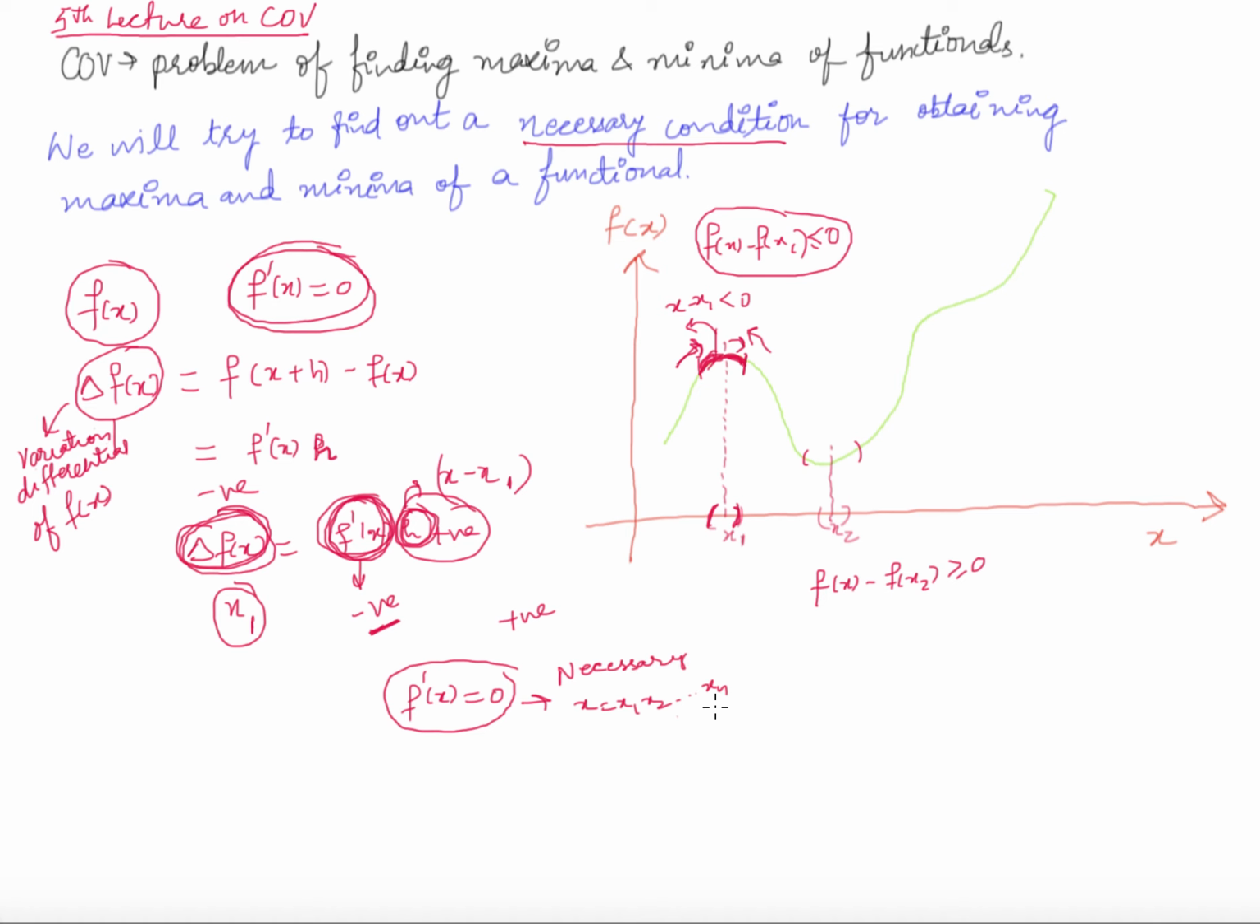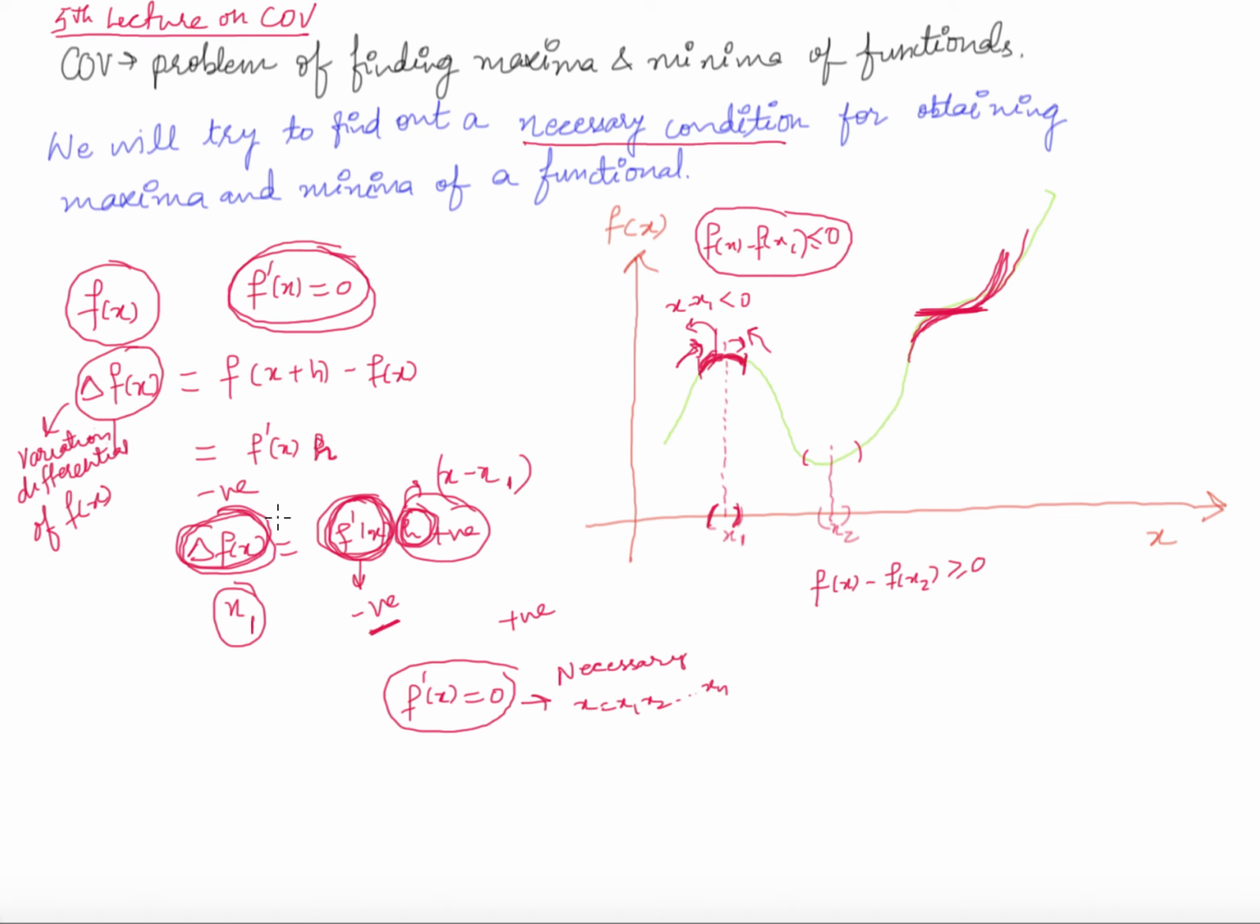Out of these n values, some points can be points of maxima, some points can be points of minima, and some points will be like this. Can you see the curve turning like this here? You will also get the derivative is 0 here, but that is not a point of minima or maxima. That is called the point of inflection. So this is a necessary condition.